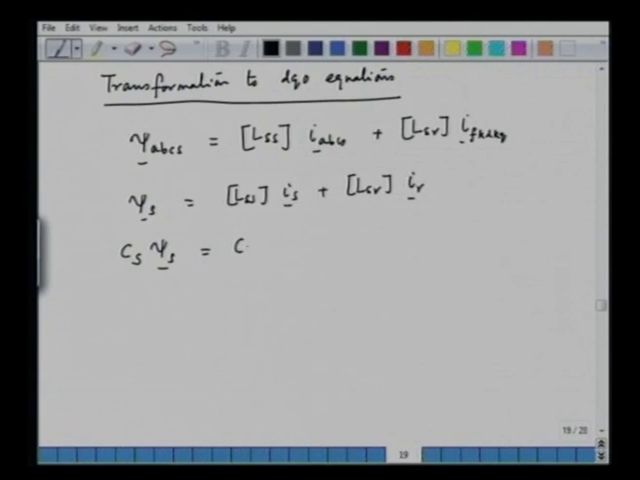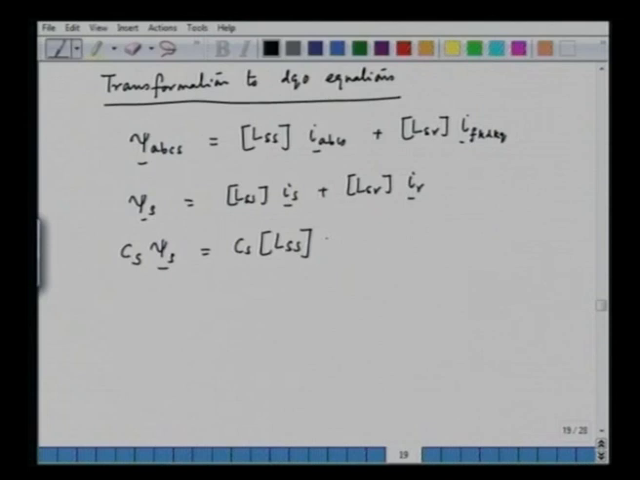So, we have CS, LSS. This LSS we have already evaluated. LSS has the self inductances and the mutual inductance between the 2 phases of the stator. So, this we have evaluated, this also we have. So, this is CS inverse and CS into IS vector plus CS LSR into IR.